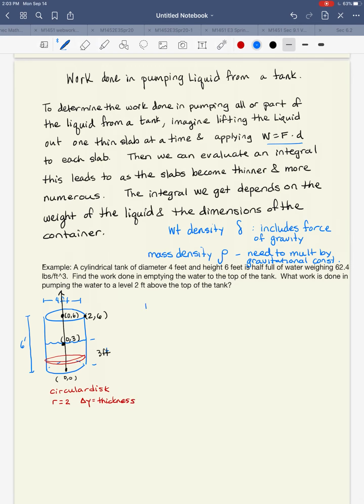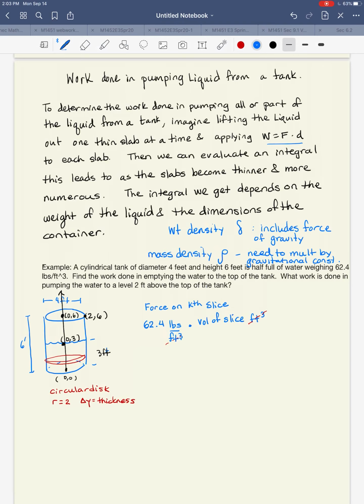To get the force on this kth slice, we take the weight density, 62.4 pounds per cubic foot, and we multiply it by cubic feet. Now, what's measured in cubic feet? The answer is, it's the volume of the slice. So we need the volume of our slice, which will be in units of cubic feet. Then the cubic feet will cancel, and you see how we're left with our force units of pounds.